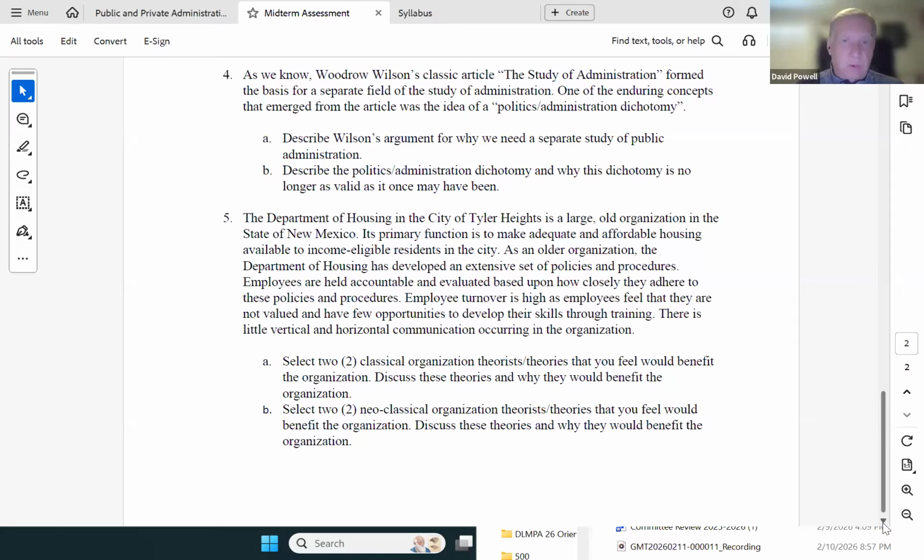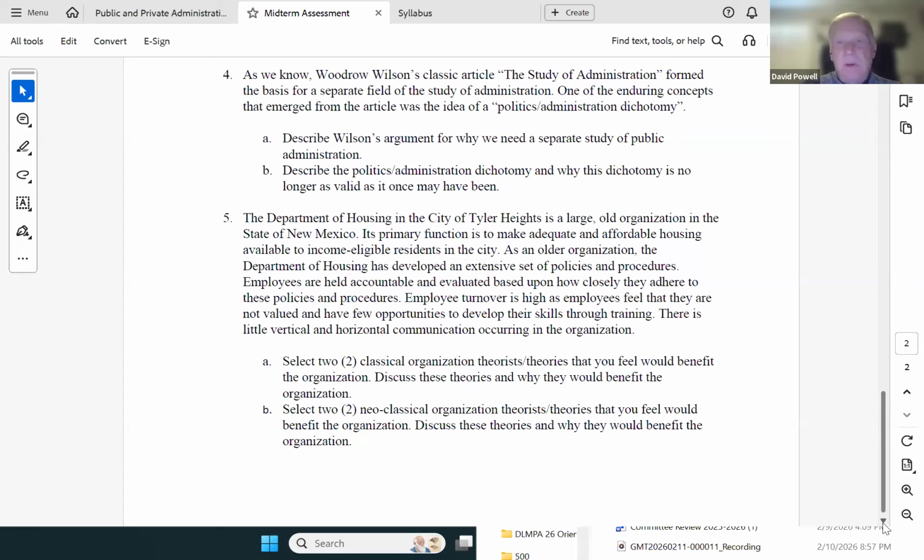So here is this older organization, kind of an idea about what it does in terms of its functions, but it also has all these dysfunctions and all these problems going on within the organization. Question 5A, select 2 classical organization theorists or theories that you feel would benefit the organization and discuss why these theories would be beneficial. And then 5B, select 2 neoclassical organization theories that you feel would be beneficial and discuss why those 2 theories would be beneficial.